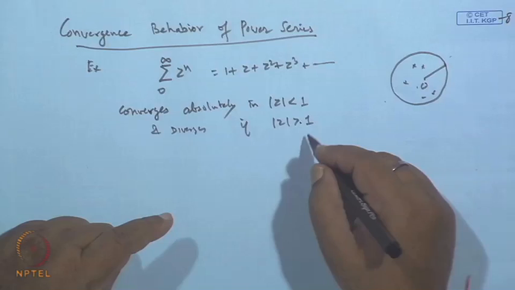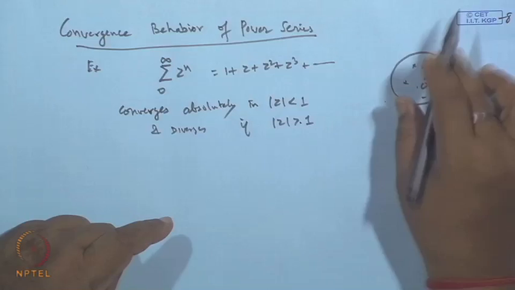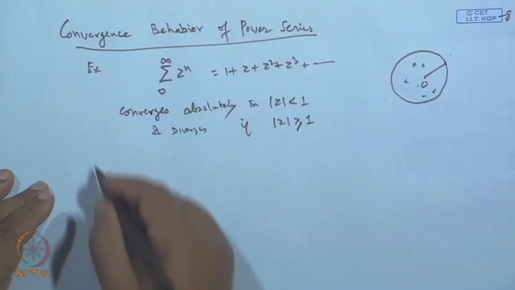It is 1 plus 1 plus 1, so it will diverge. So, we can get greater than or equal to 1. Okay? Now, let us take another example.